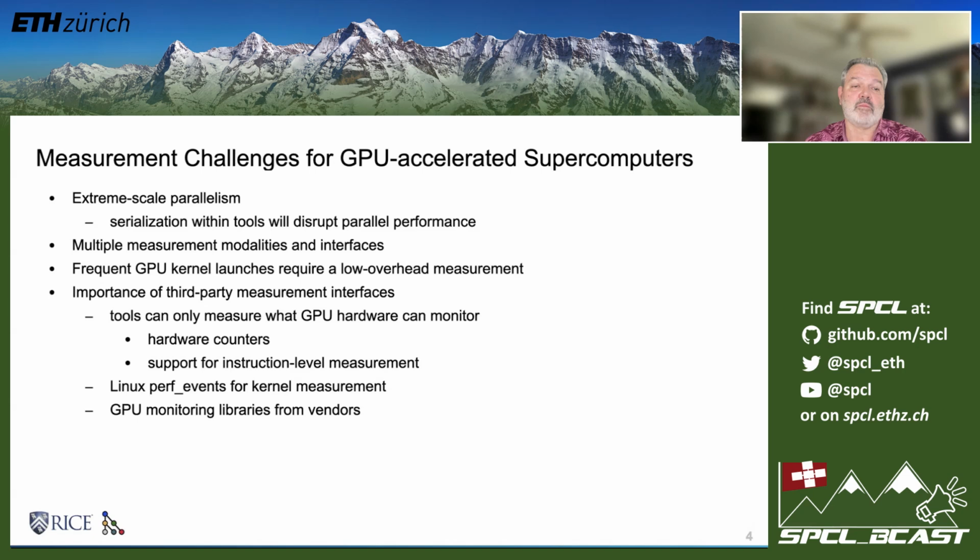Another thing that's important is that there are third-party measurement interfaces that we have to use. So the tools can only measure what the GPU hardware can monitor. We have hardware performance counters and also some support for instruction level performance measurement, which I'll say a little bit about in a few minutes. Then we use the Linux perf event interface for measuring on the CPU, including inside the kernel. And we use the GPU monitoring libraries from the vendors. From NVIDIA, that's the CUPTI performance monitoring library. From AMD, that's their ROCprofiler SDK. And from Level Zero, well, we don't have a library. We just get to use their Level Zero infrastructure.